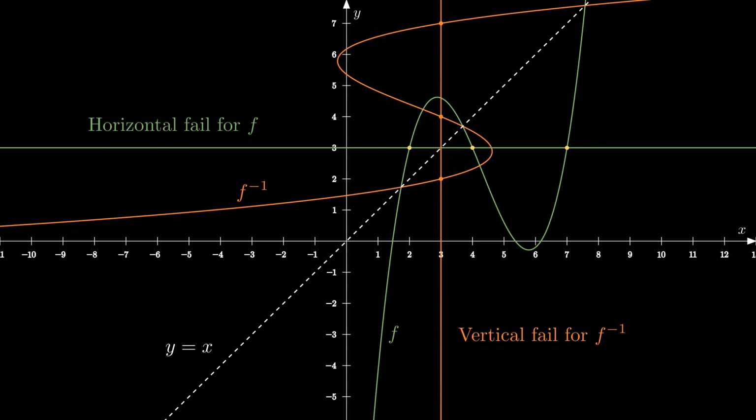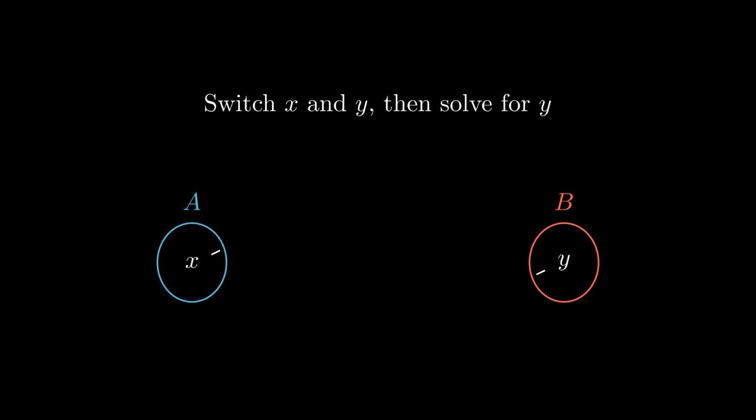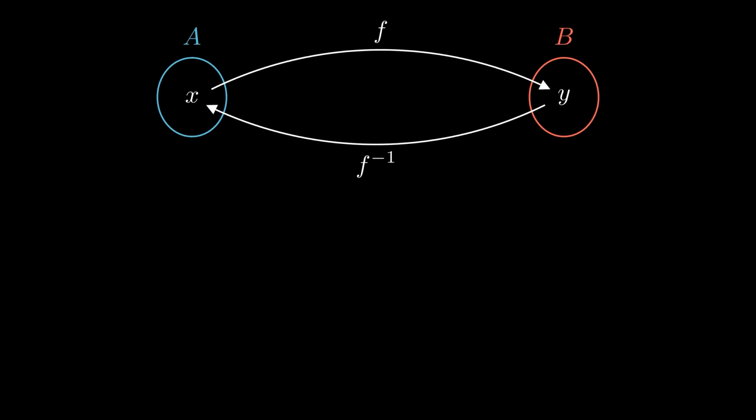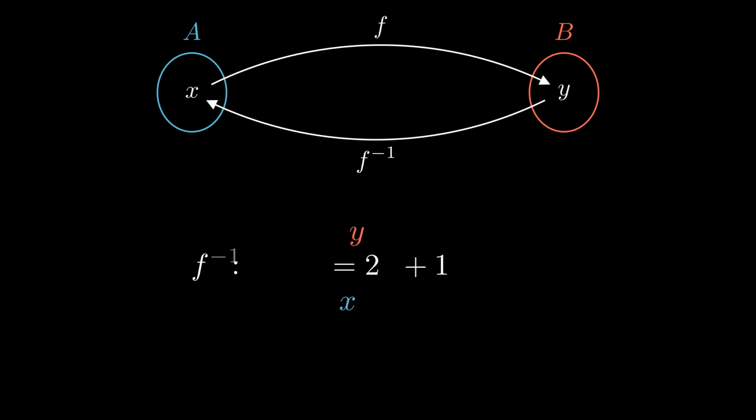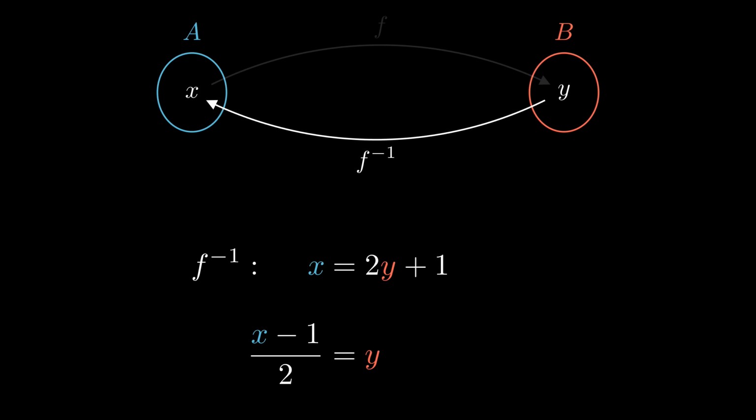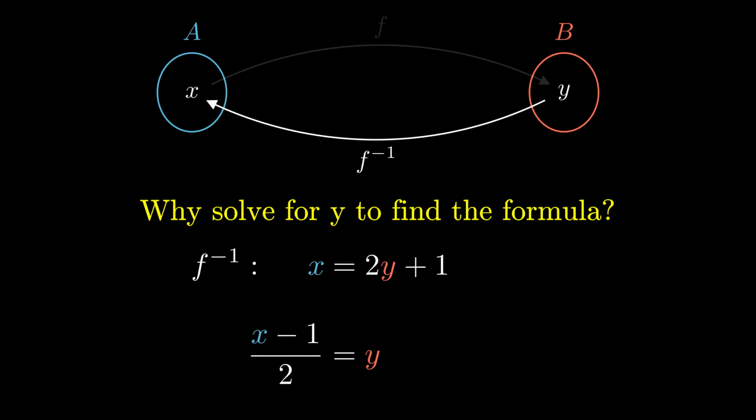The switch in coordinates also explains the algebraic method to find the formula for the inverse. While you may have known about it already, switch x and y with each other, then solve for y. It comes down from the fact that the inverse needs to reverse the connections. We then just solve for y. You may still feel a bit uneasy since f inverse seems to take y to x, so why solve for y to find the formula?